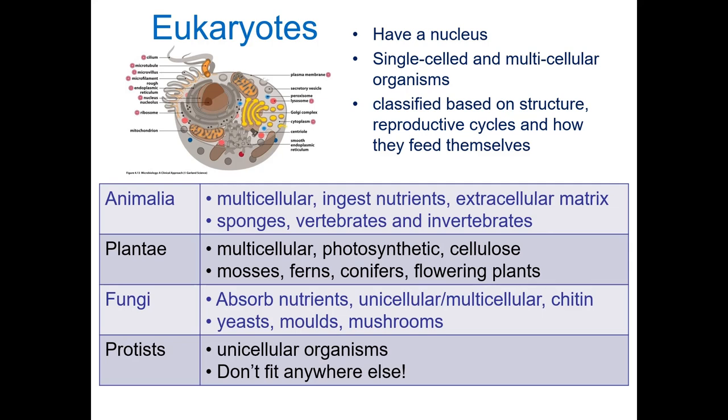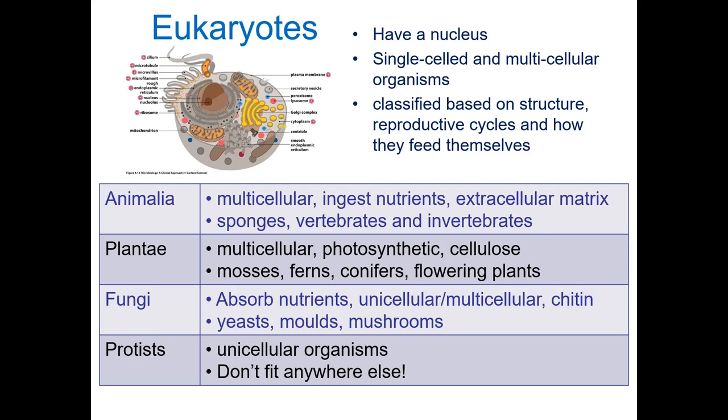Plants are multicellular, but they're photosynthetic, and they do have a cell wall. The cell wall is made out of cellulose. Fungi are absorptive. They absorb nutrients. They excrete exoenzymes. Those are enzymes that leave the body of the fungus or leave the cells of the fungus. They break down materials outside of the cells, and then the broken down nutrients are absorbed in. Fungi can be either unicellular or multicellular. They do have a cell wall, and it's made out of something called chitin, which is similar to cellulose, but a bit different.